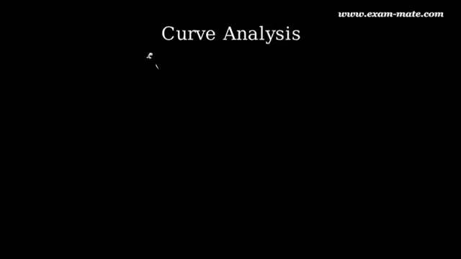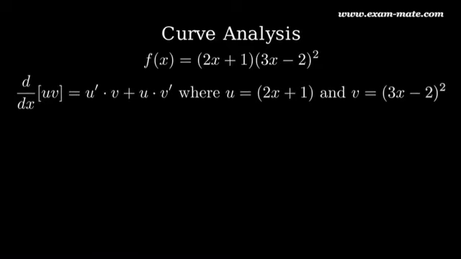Let's analyze a curve given by the function f of x equals the product of 2x plus 1 and 3x minus 2 squared. Let's start with part A, finding the derivative. We'll use the product rule, since this is a product of two functions. The product rule states that the derivative of u times v equals u prime times v plus u times v prime. Let's find u prime and v prime separately.